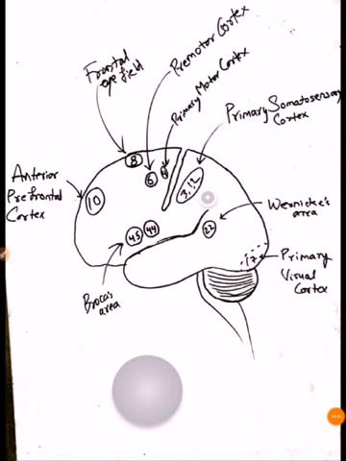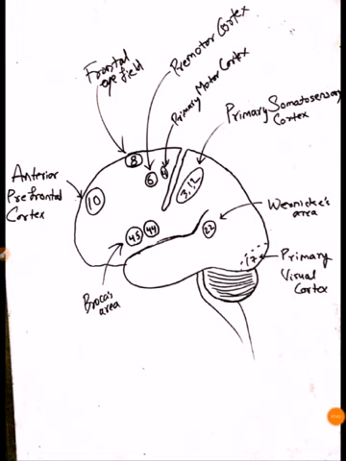It receives projections from the ventral posteromedial and ventral posterolateral nuclei of the thalamus, conveying impulses received through the medial, spinal and trigeminal lemnisci. So if you want to understand this more clearly, please go and check out my video on the ascending and descending tracts.